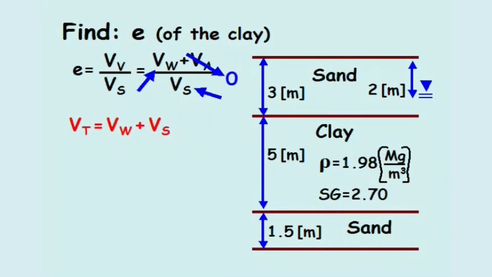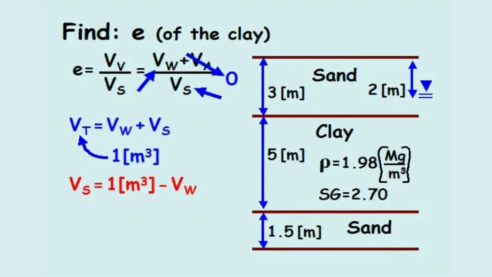Since the volume of air is 0, the total volume equals the volume of water plus the volume of solids. At this point, we need to assume a value for one of these 3 volumes and solve for the other 2 volumes. So let's assume the total volume equals 1 cubic meter. We can rearrange the equation and solve for the volume of solids, which equals 1 cubic meter minus the volume of water.